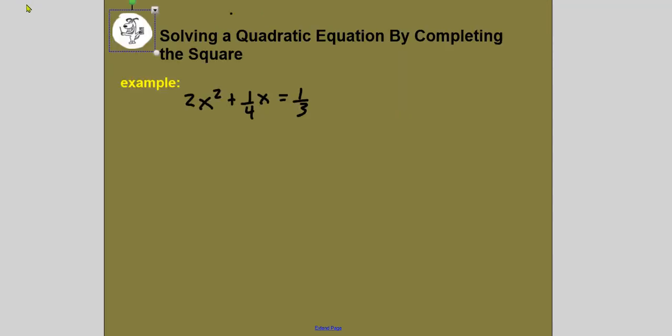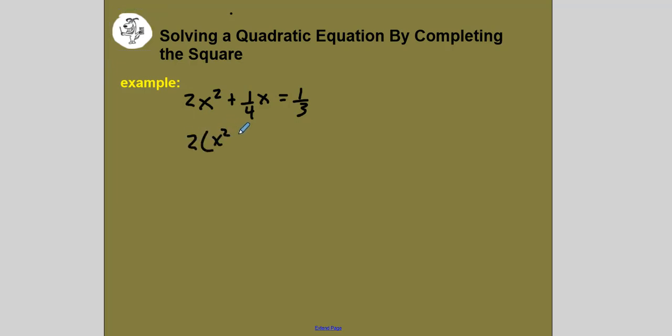Alright, let's do another one. So here I have 2x squared plus 1/4 x equals 1/3. So I need to get the coefficient. So I have the x squared and x on the same side in descending order, so that's good, but I need to factor out a 2 on the left side.